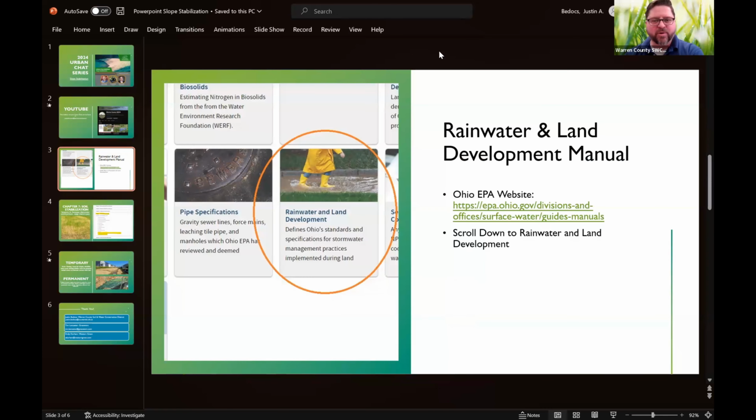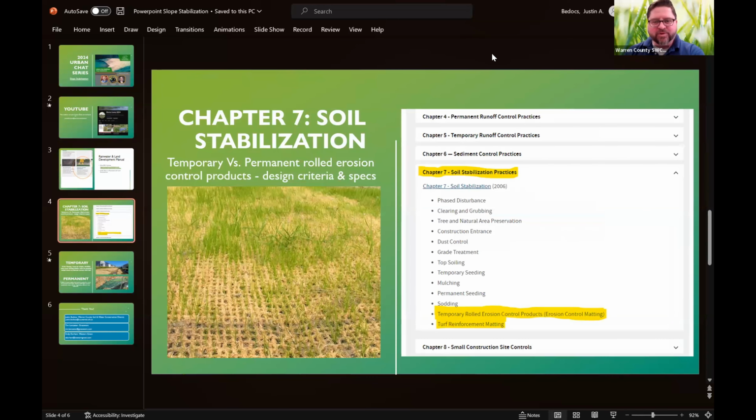I wanted to point to Ohio's Rainwater and Land Development Manual. That's where you can find all of the design criteria and specifications for all the different BMP measures for soil erosion control measures out on construction sites. You can navigate to their website. There's the link there. The guides and manuals page, they have a bunch there. You'll scroll down, you'll see Rainwater and Land Development. You'll click on that. The things we'll be talking about today are covered in Chapter 7 on soil stabilization practices.